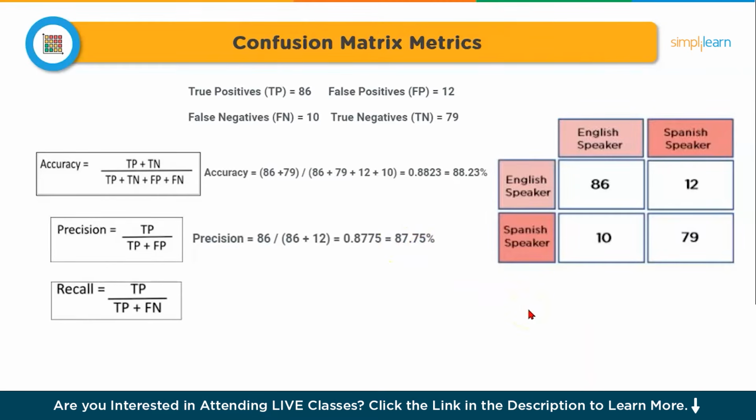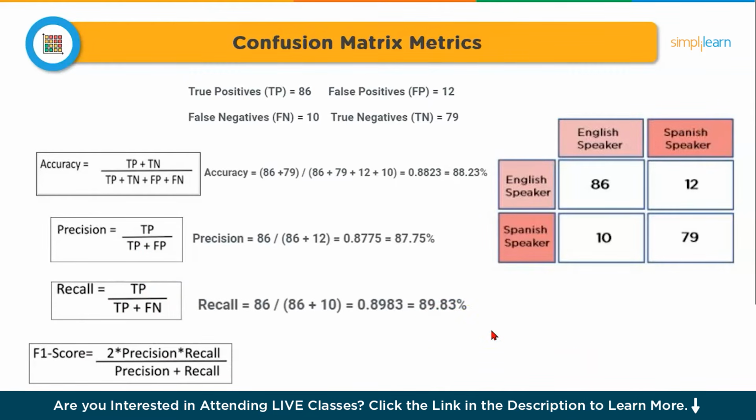The third one is recall. Recall is used to calculate the model's ability to predict positive values. How often does the model predict the correct positive values? It is true positives divided by the total number of actual positive values. So in this case, the value is 88.93%.